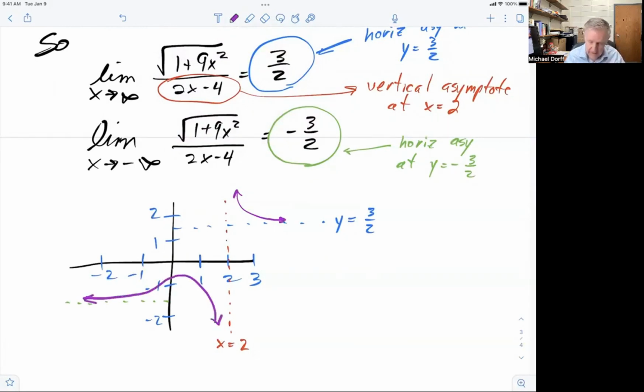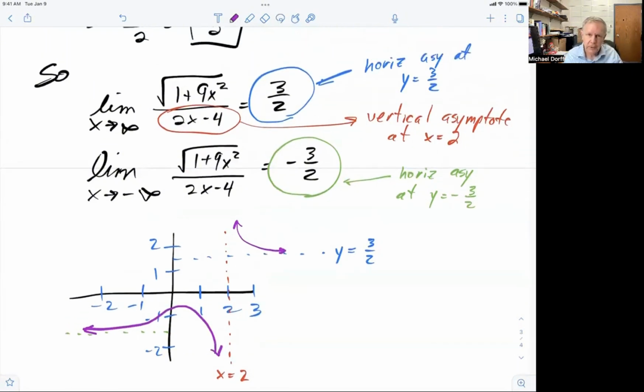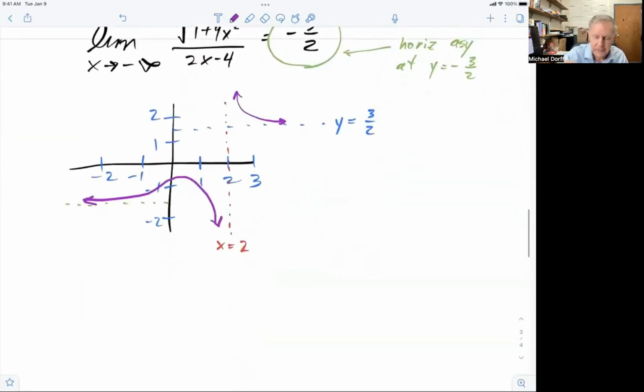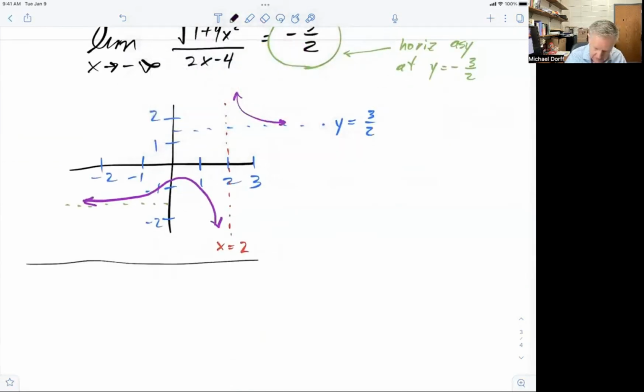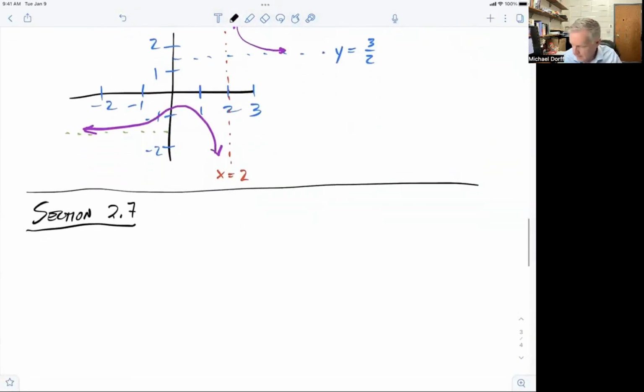All right. So when you have these functions with square roots and you're doing the limits, you don't always get the same answer as x goes to infinity as you do as x goes to negative infinity. All right, so that was a review from last time. Now we're going to talk about section 2.7, and that's about derivatives.